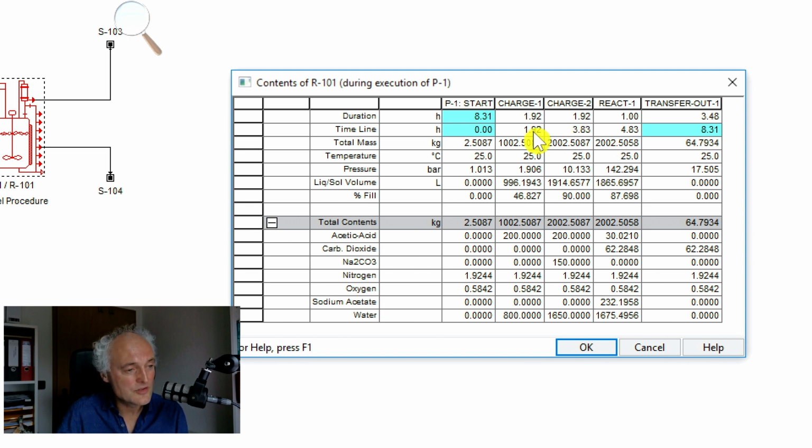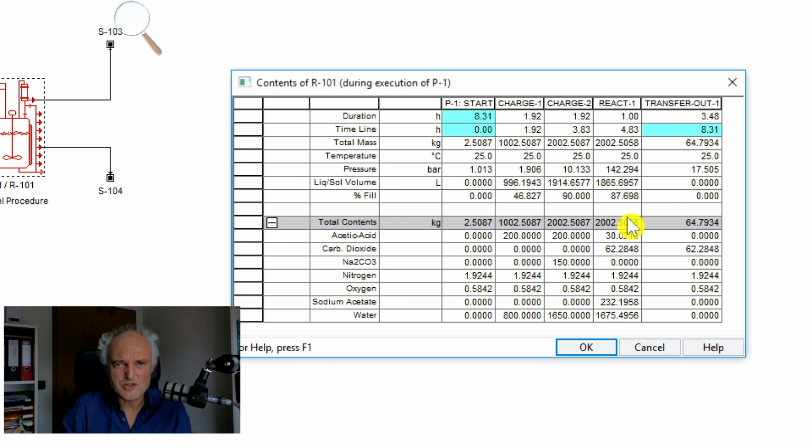And then you see, as long as we charge, nothing happens. Then we charge the second one, and then we have our reaction happening. Of course, we are all aware that most likely, if we pump in our sodium carbonate, it will immediately react. But we don't care. We separate the charge and react operations.